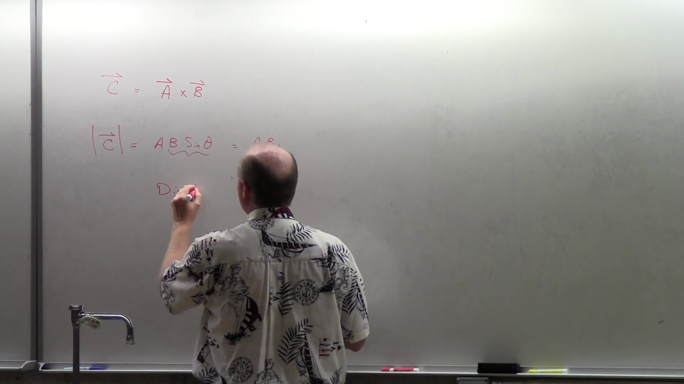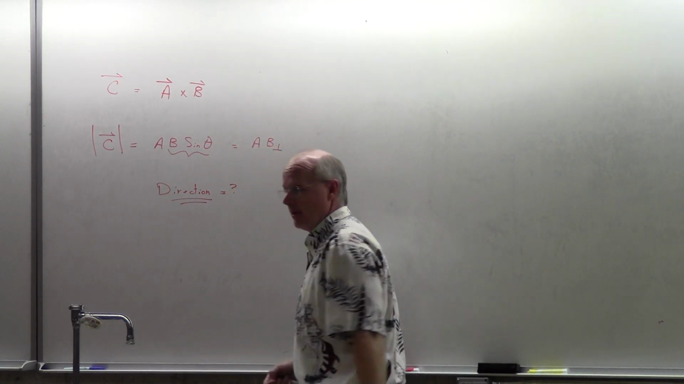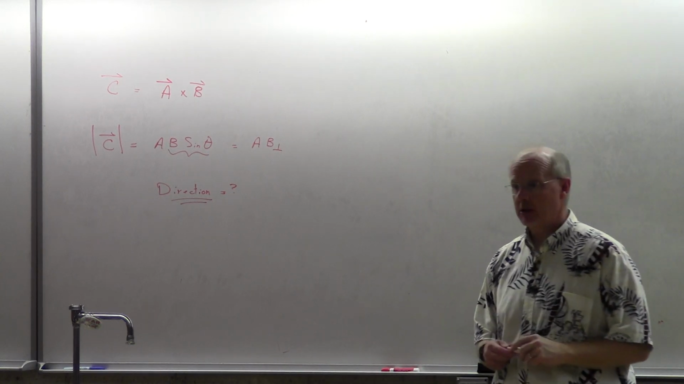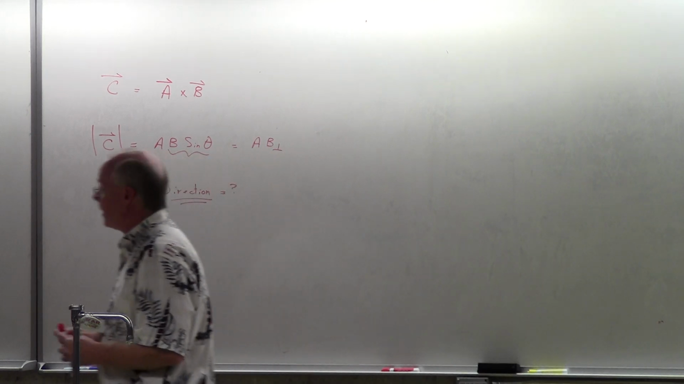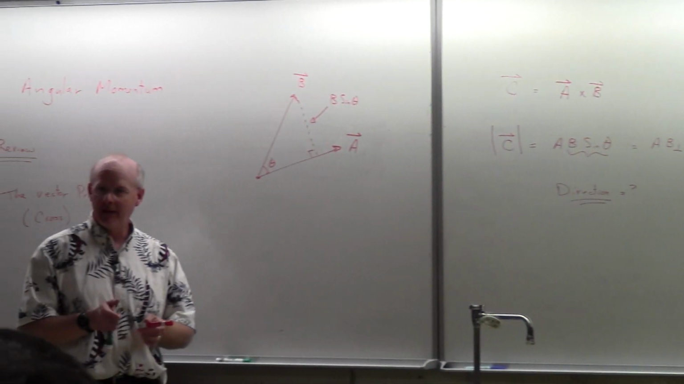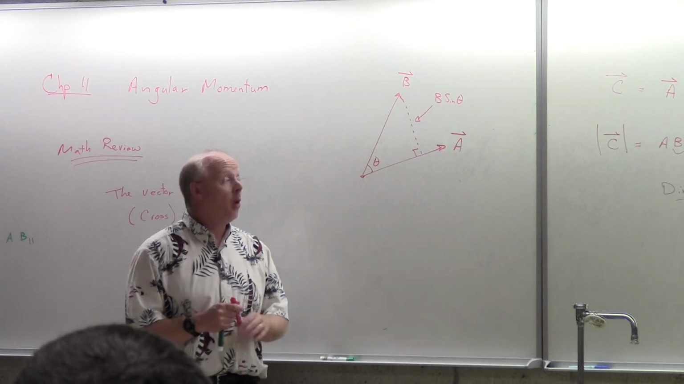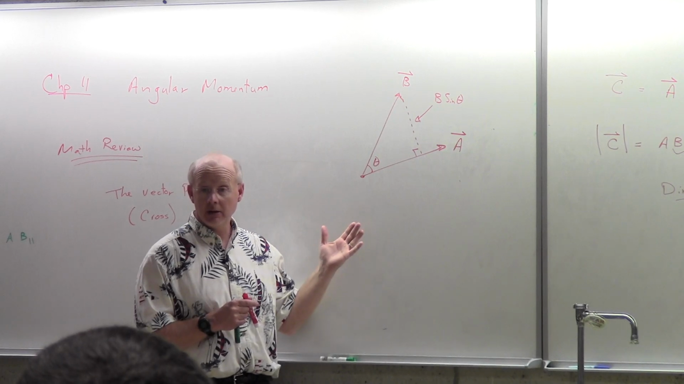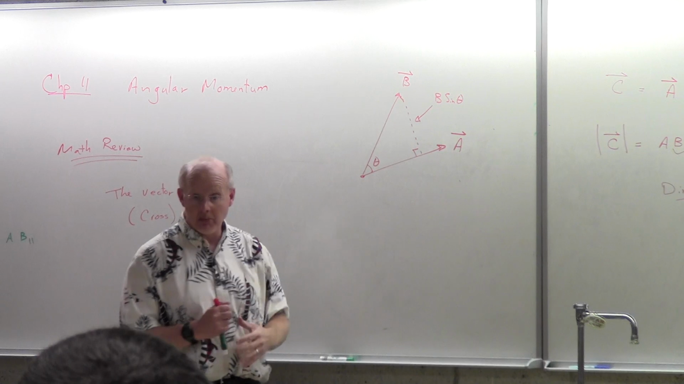What direction is the vector C? Well, see if this helps. The direction is perpendicular to the plane that A and B make up. Wow, this is going to require a three-dimensional picture. What is perpendicular to the plane of A and B? Yeah, the z-axis, you might say in a math class, in and out of the board.